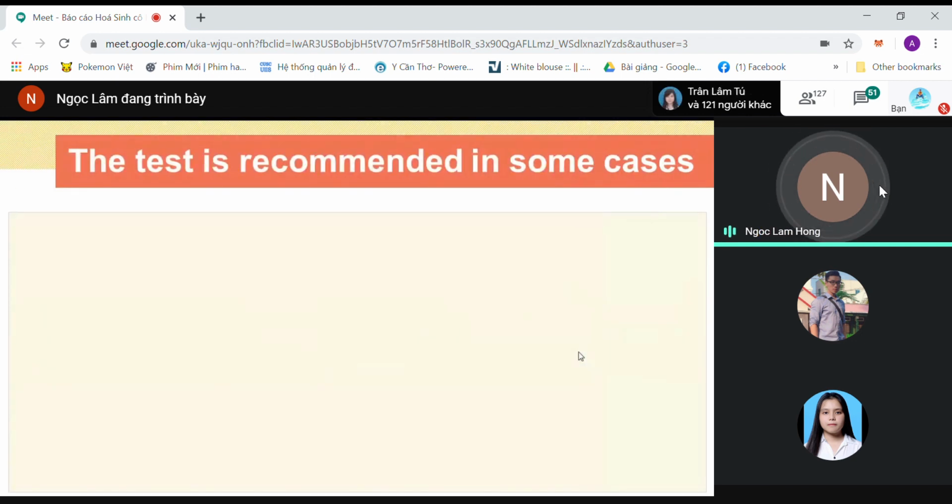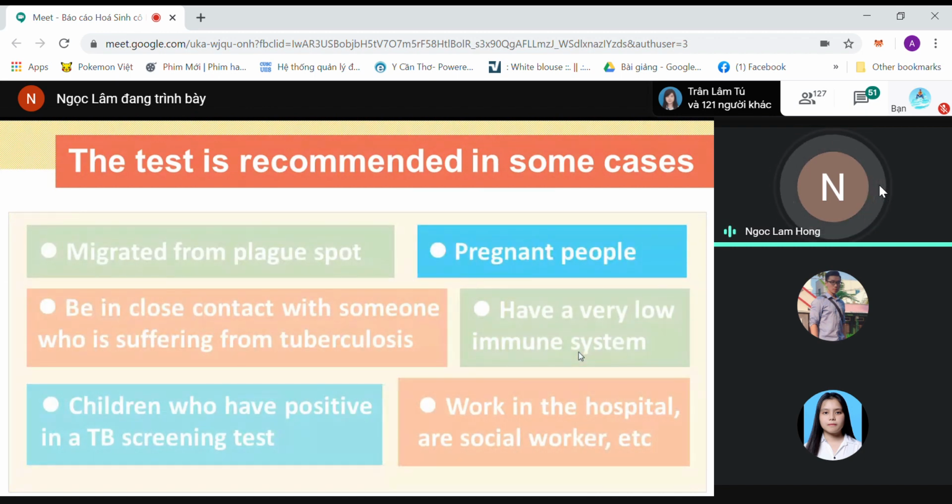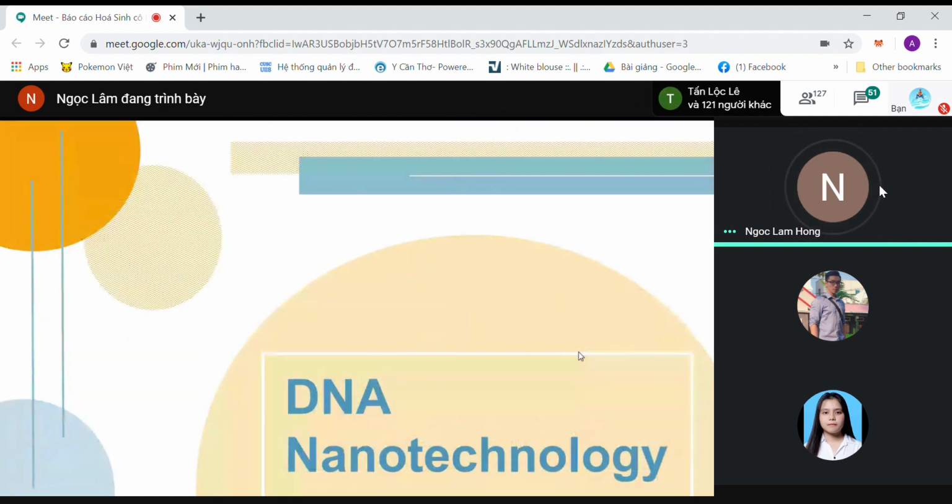The test is recommended in some cases, like people who migrated from high-risk areas, pregnant people, people in close contact with someone who is suffering from tuberculosis or who have a very low immune system, children who have a positive tuberculosis screening test, and people who work in hospitals, such as social workers.